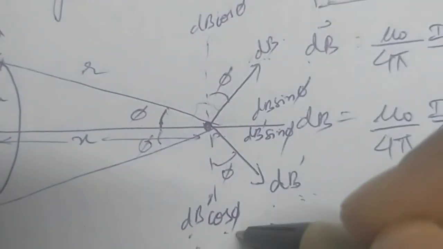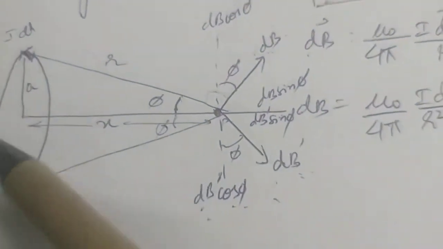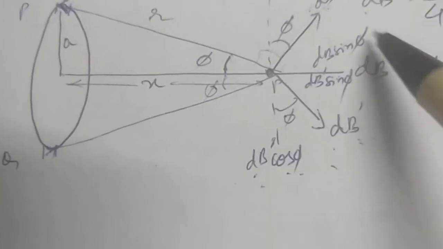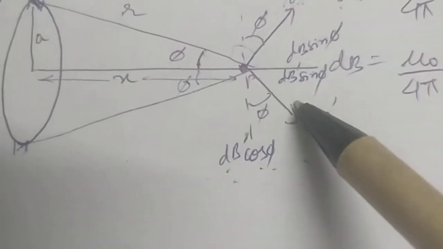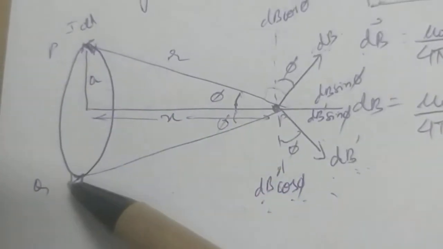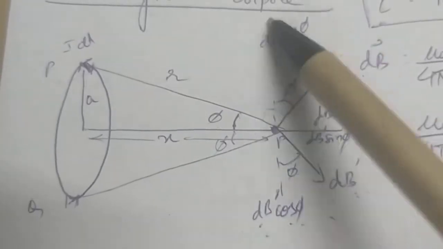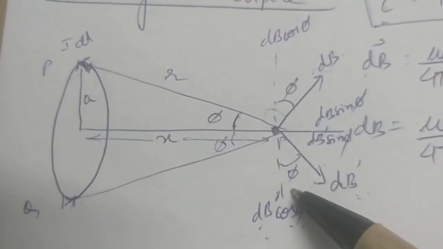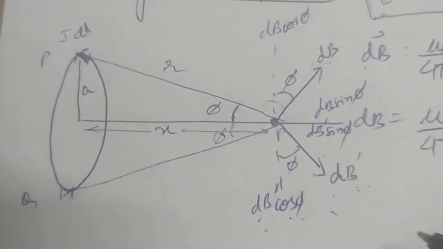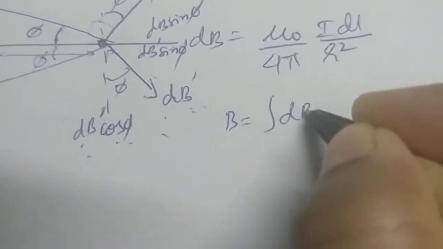Cos phi is the same. They are in opposite directions, so they will cancel each other, and these two are in the same direction, so they will add up. Therefore we can say that for every point on this loop, there is a diametrically opposite point for which the perpendicular components of the magnetic field cancel each other, and so the total magnetic field B is actually the integral of dB sin phi.